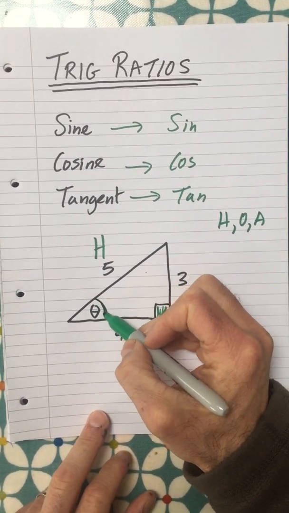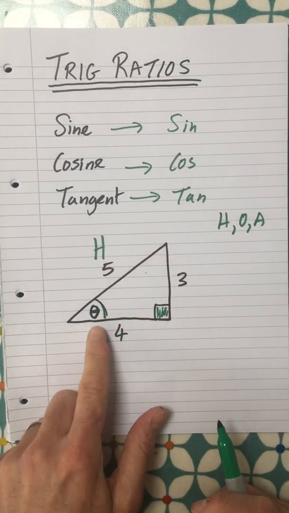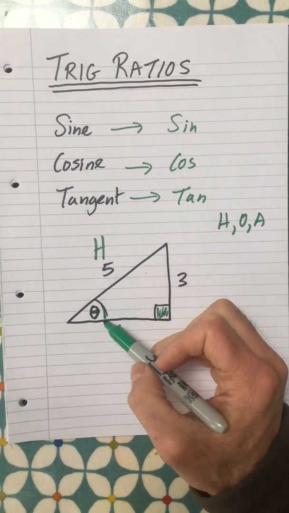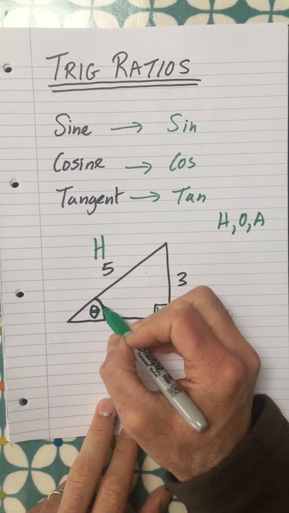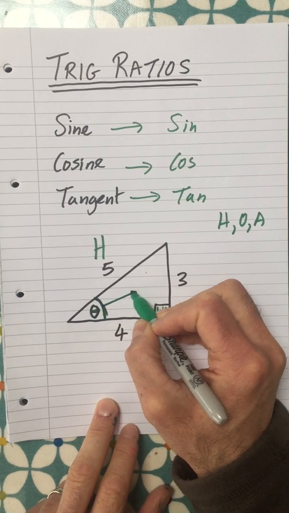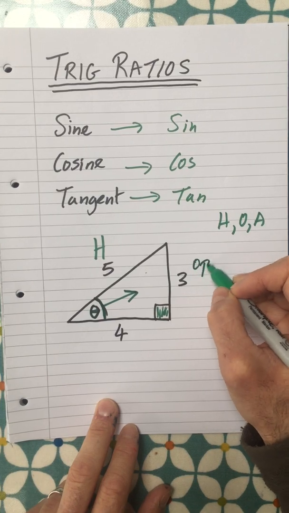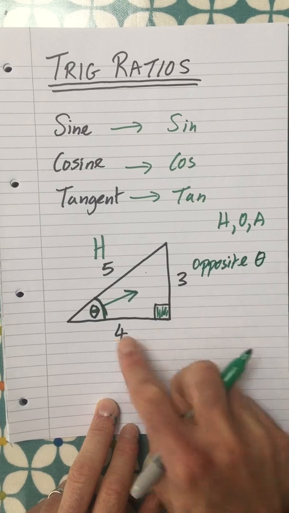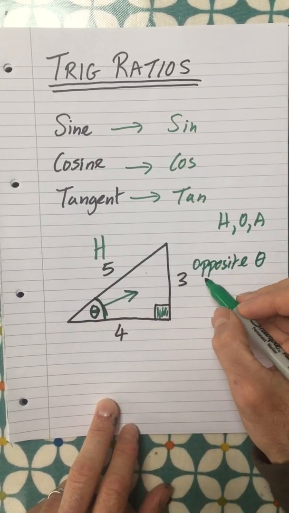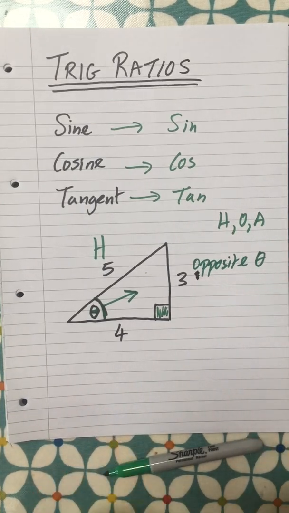If we're talking about an angle here in this triangle, and we call this letter here theta, theta represents a mystery angle. If this is our mystery angle, I want you to imagine an arrow firing across the triangle. And the number 3 here is opposite. It's opposite theta. So because it's opposite theta, we call it O. This is O for opposite. So we're going to label this one O.